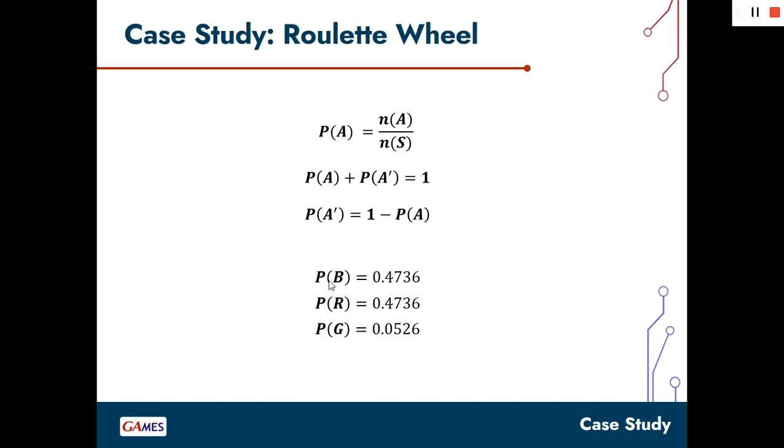Now when you check the probability of B, that is the probability that the event is black, that is the probability that the ball spins into the black pocket, we already computed that the probability is 18 divided by 38. And since there are also 18 red pockets, the probability is the same. Then the probability of getting a green is very small because there are just two pockets.